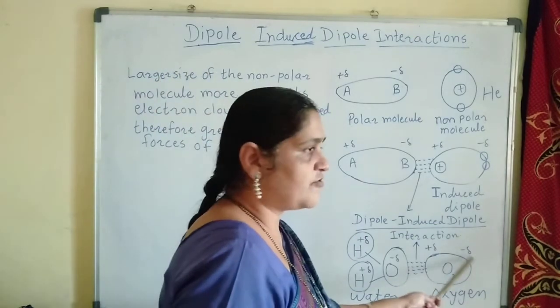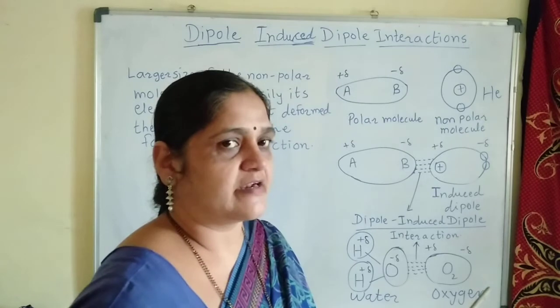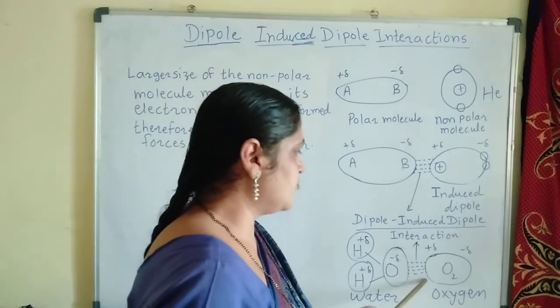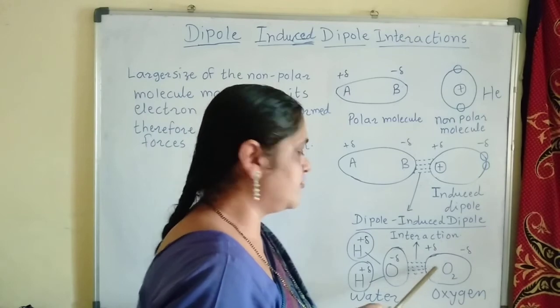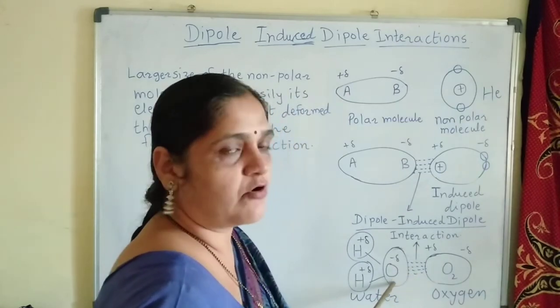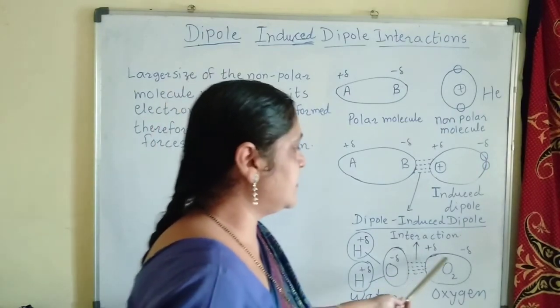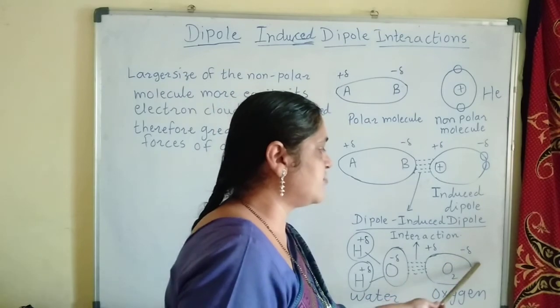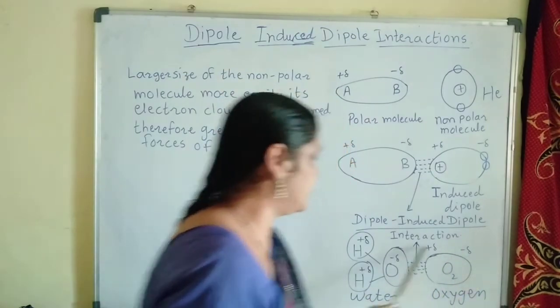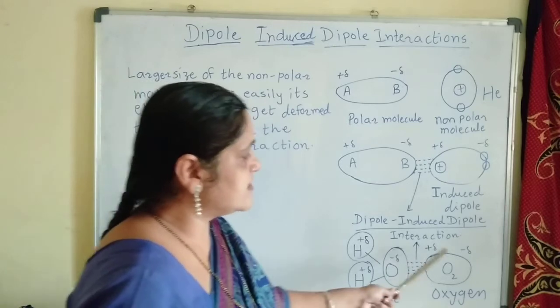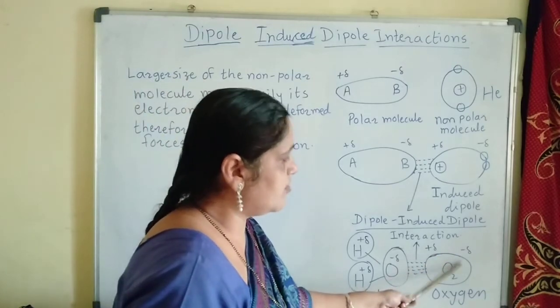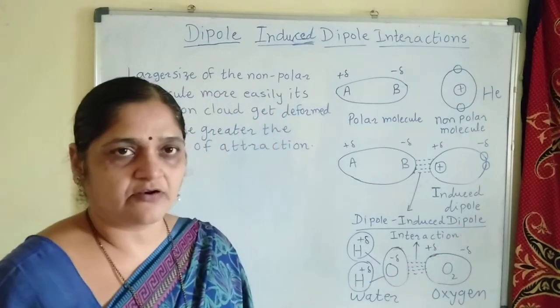then the electron cloud of the oxygen molecule gets deformed, and therefore the positive pole of this oxygen molecule comes close to the negative pole of the water molecule, and the negative pole, that means electron density, will move away from this negative pole of the water molecule. This way the dipole gets induced into the oxygen molecule. Initially there were no dipoles.